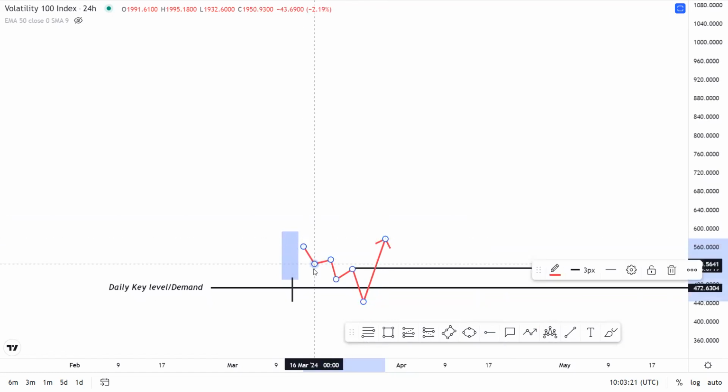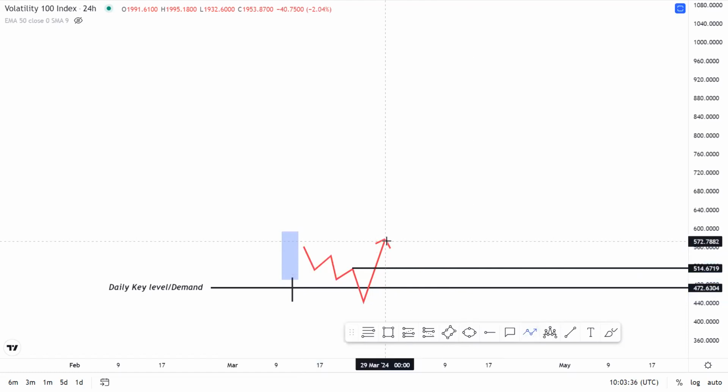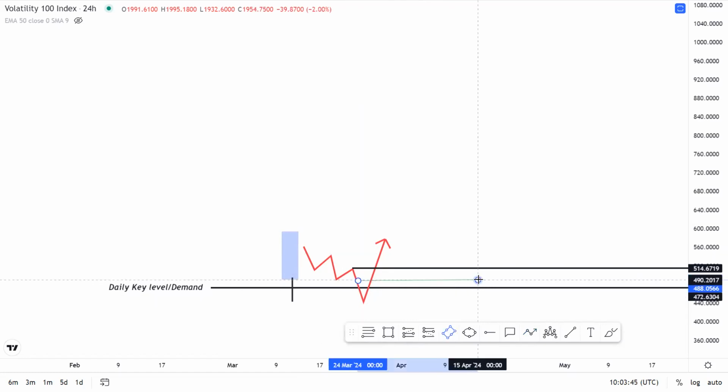In this case, from a bearish environment to a bullish environment. And once that happens, I then wait for a retest of this level, where I would then look for an opportunity to get in on the buy trade.